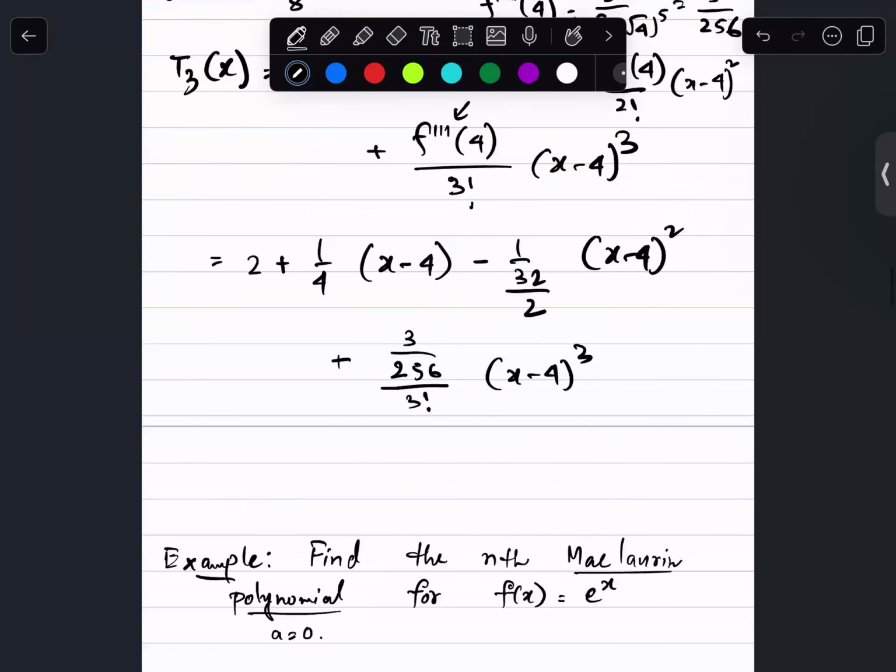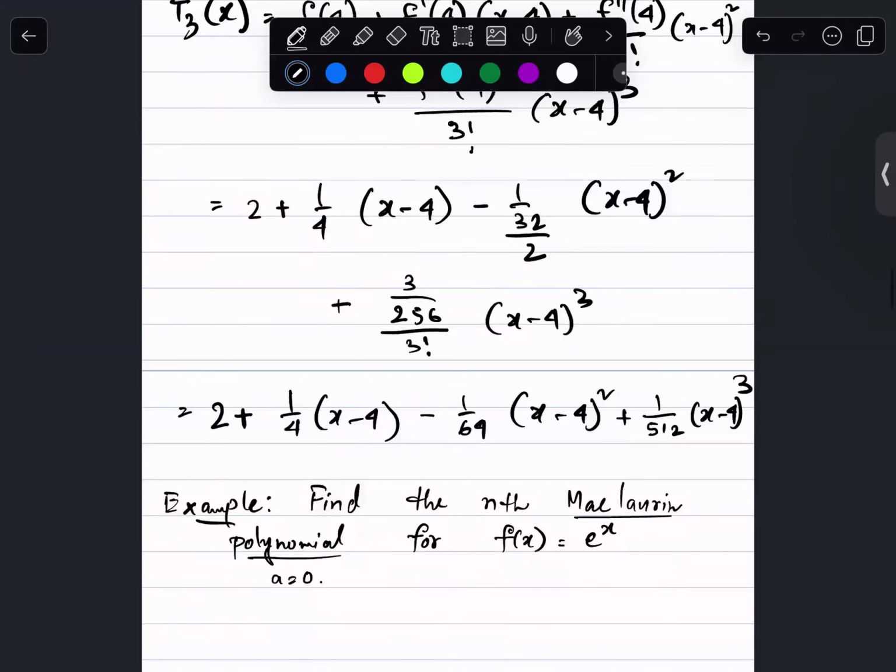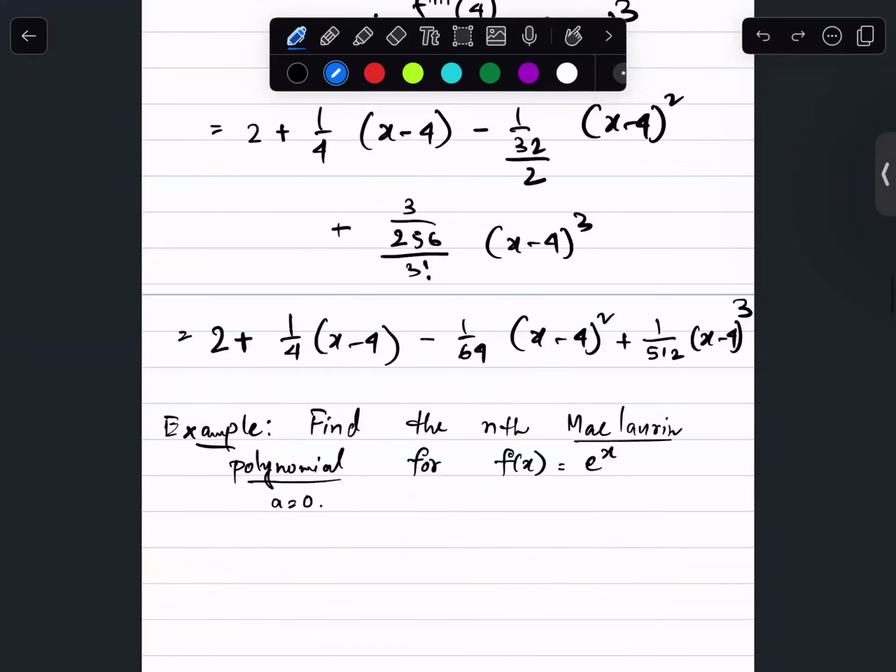Let me just slide one more line to simplify it a little bit. So 1/64 (x minus 4) squared plus 1/512 (x minus 4) to the third. Okay. So if you evaluate till this, it is fine. You don't have to square and cube the polynomials again. It will be very nasty. So it's fine if you just calculate till this point.